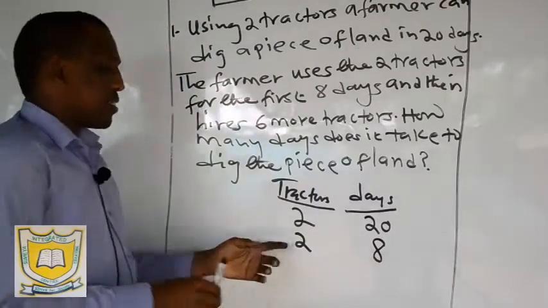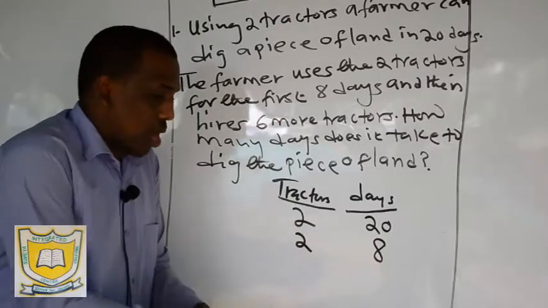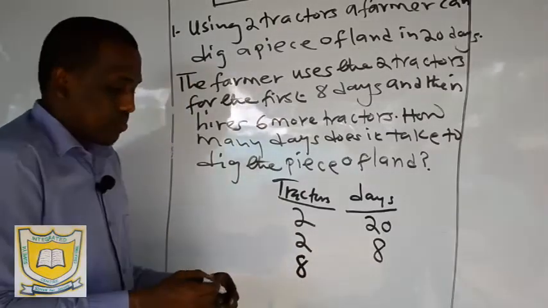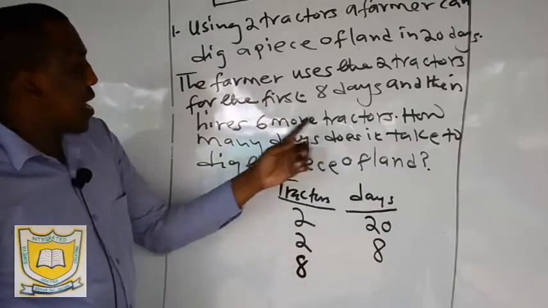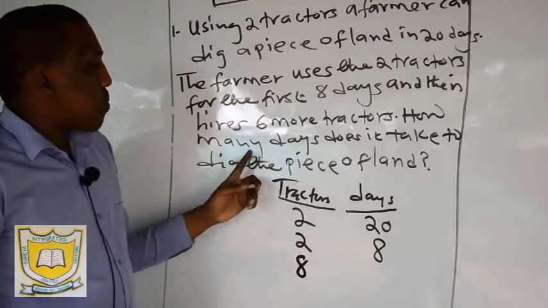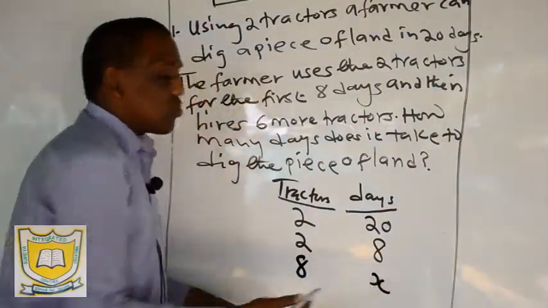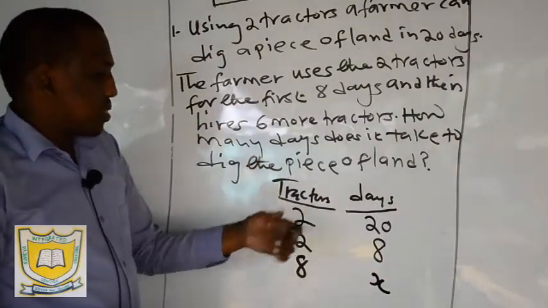He hires 6. They were 2. He hired 6 more tractors, so 6 plus 2, there will be 8 tractors now. How many days now? We don't know the days, question mark, or x. How many days will it take to dig the piece of land?